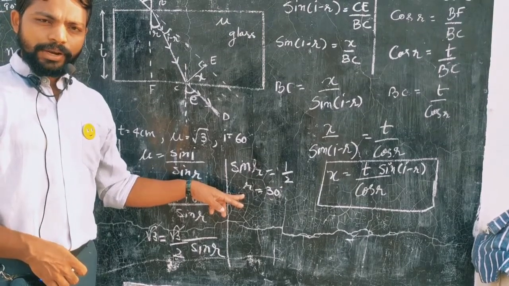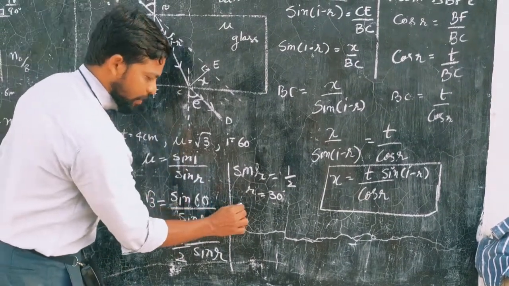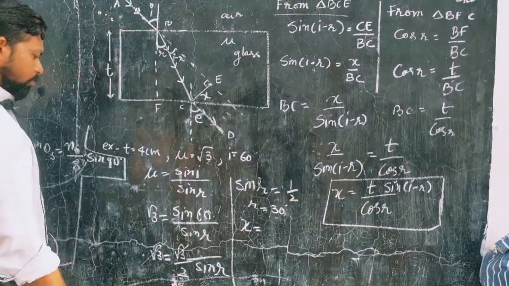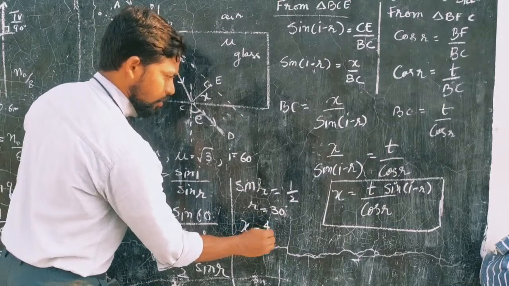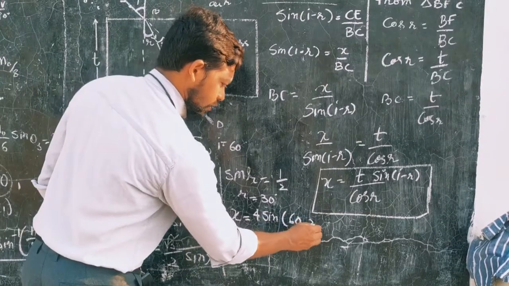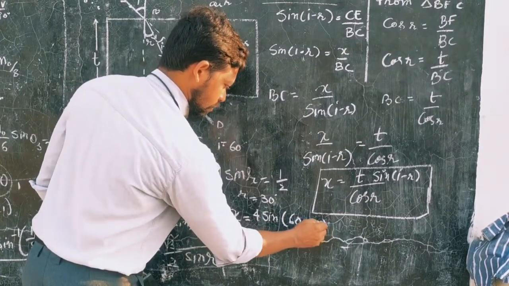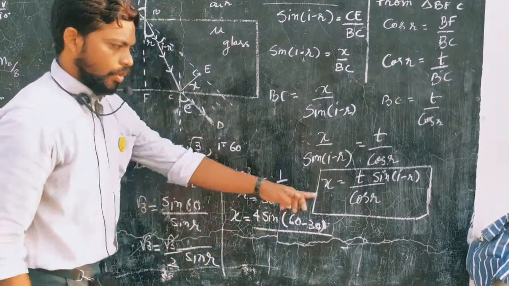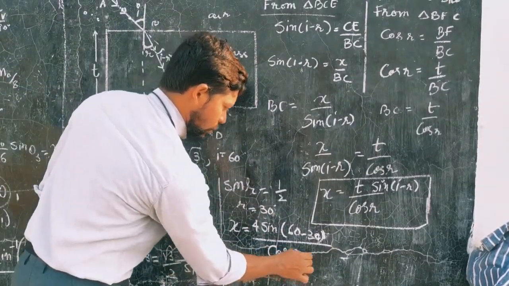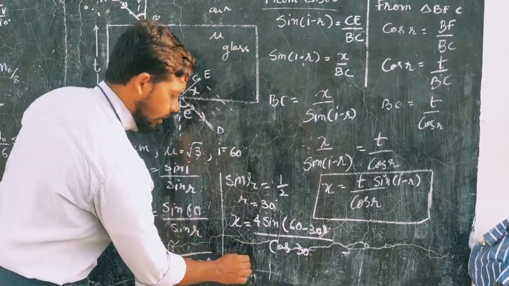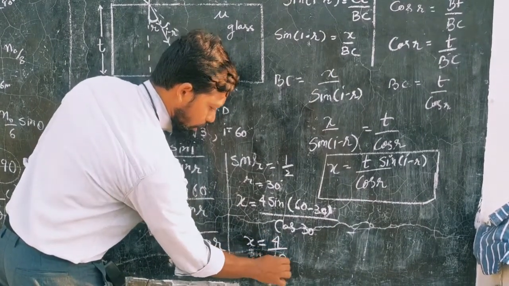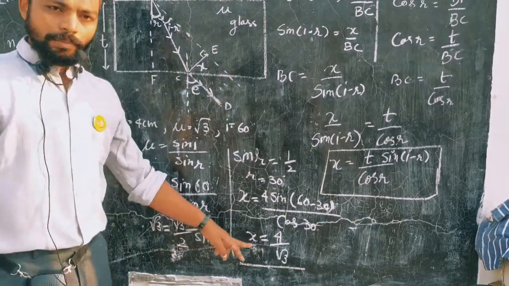Let us now find the lateral displacement, the x value. x is equal to t value, which is 4, times sine of 60 minus 30 by cos R, that is cos 30. So you would get the x value as 4 by √3. This is the lateral displacement.